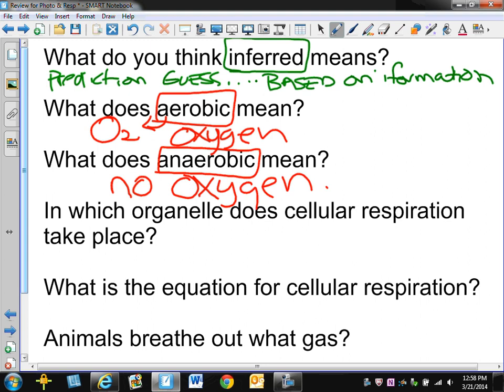In which organelle does cellular respiration take place? We know we've got a chloroplast that produces energy. What's the other one that produces energy? The mitochondria. So the mitochondria is where the energy is produced.